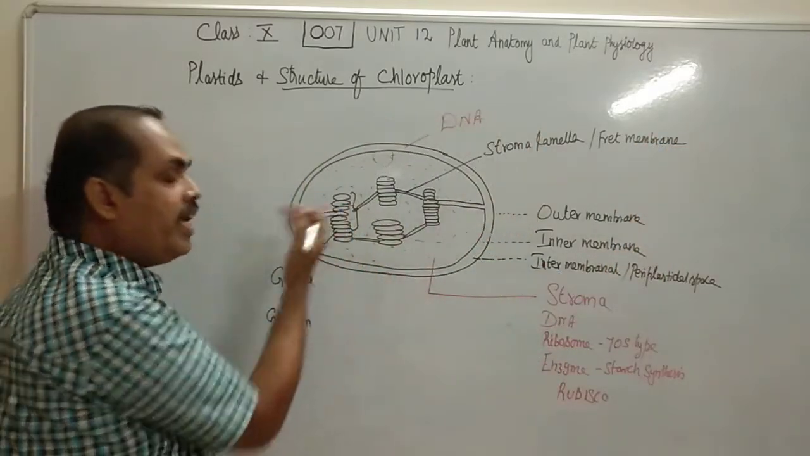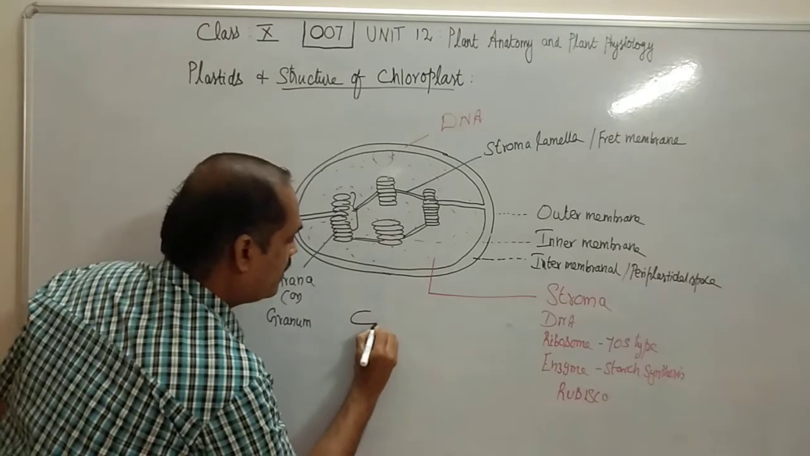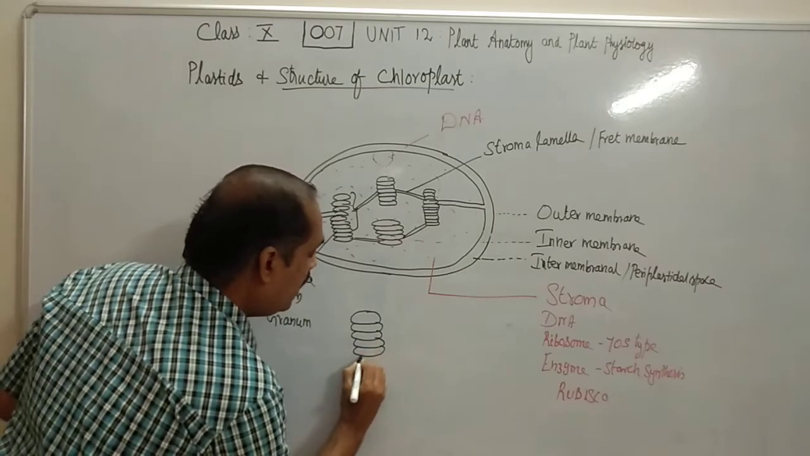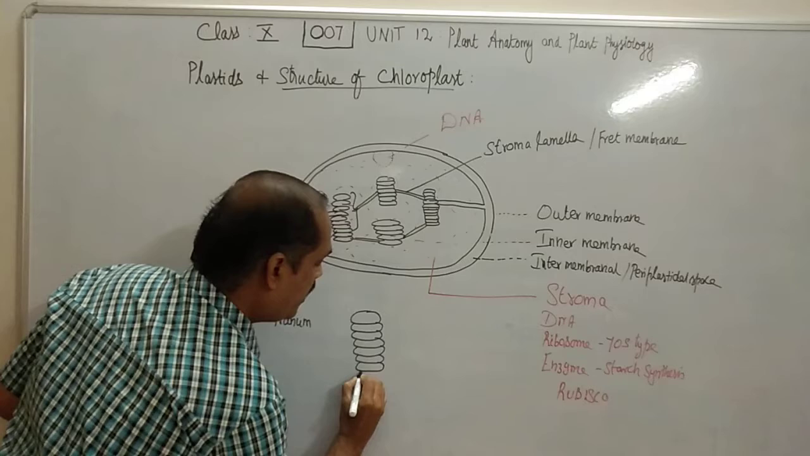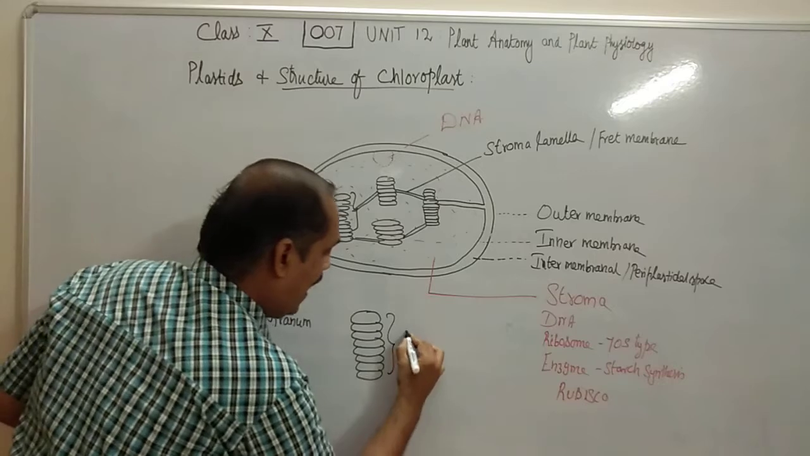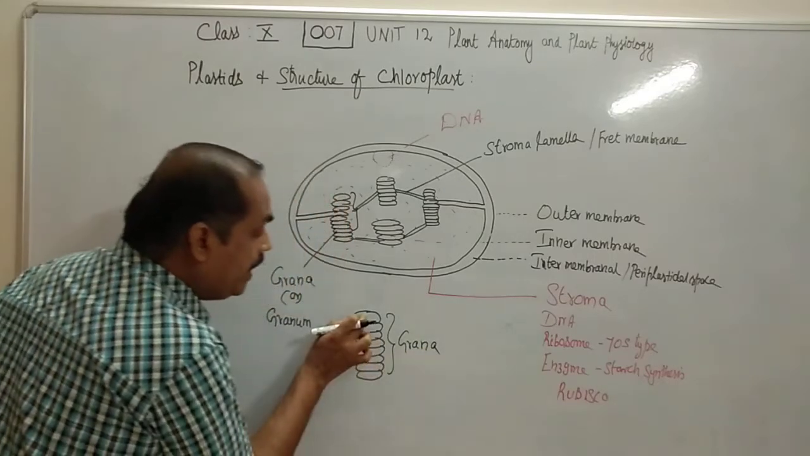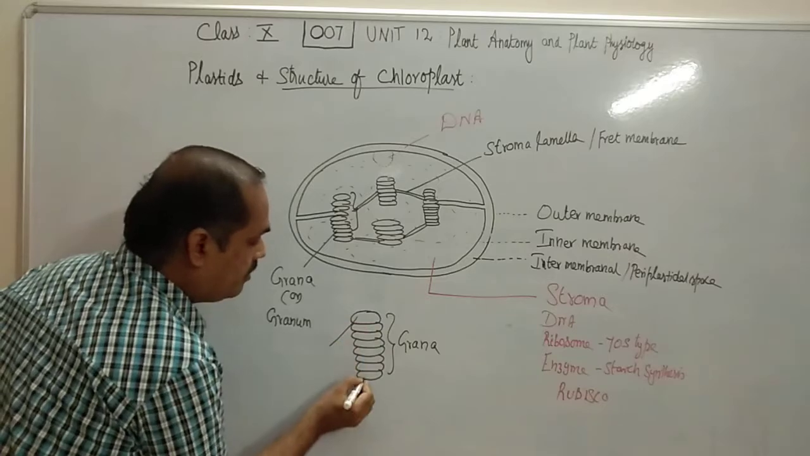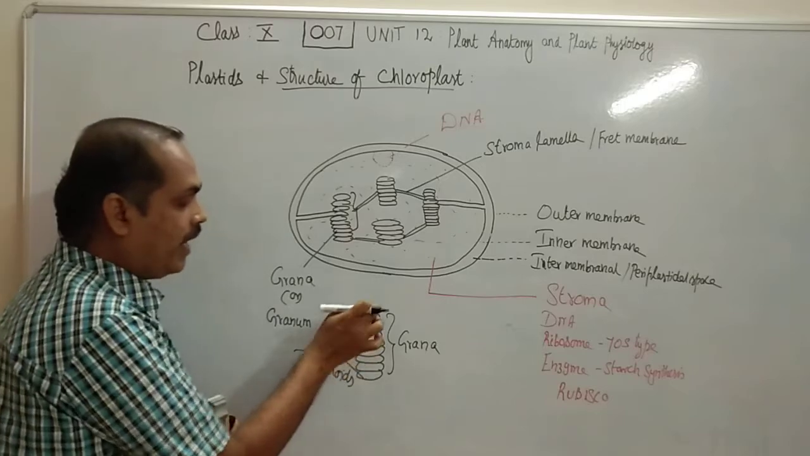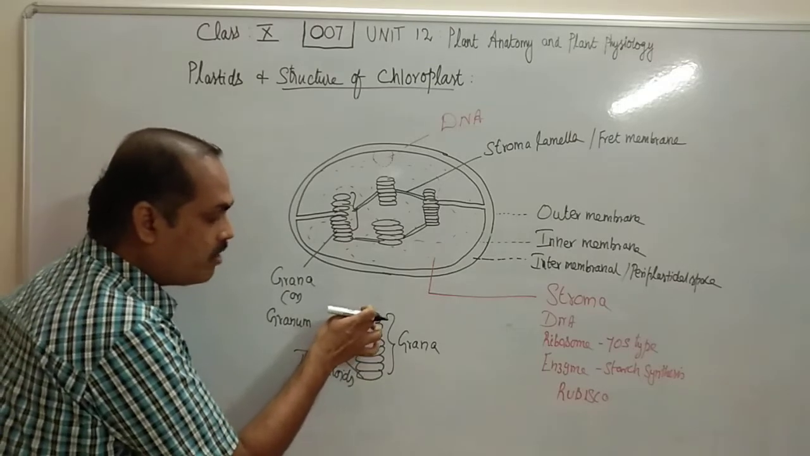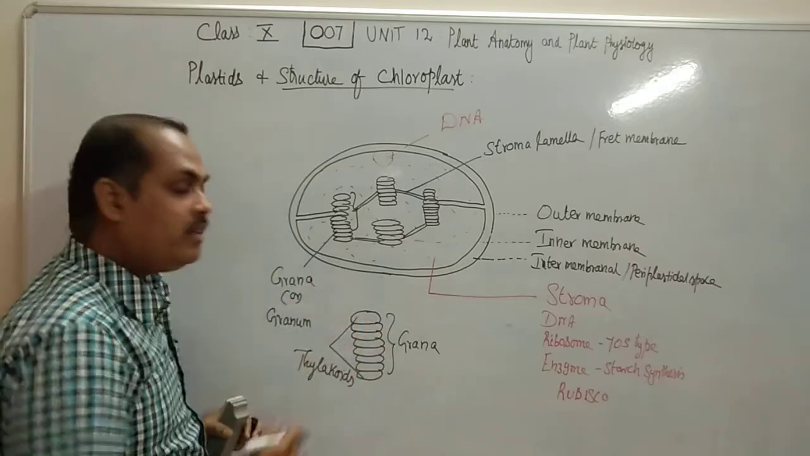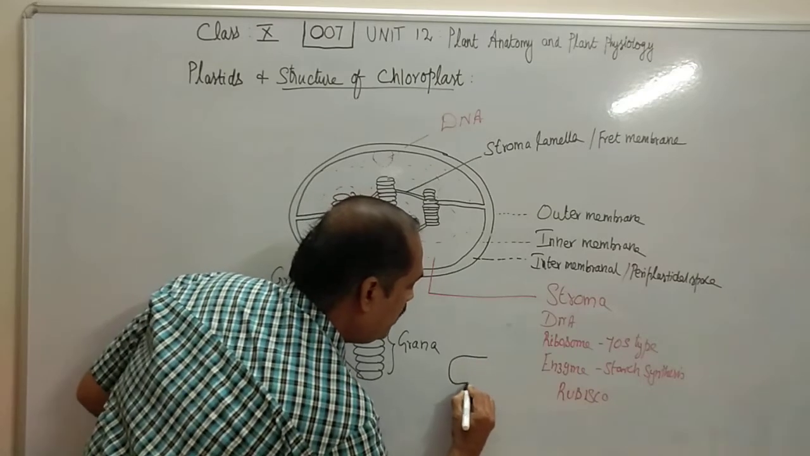Now I am going to take this granum outside for a better understanding. So this is how the grana are arranged one after the other like a pile of coins. This is the entire structure of grana or granum. Individual structure is called thylakoids. So this is one thylakoid, this is another thylakoid, this is another thylakoid. There are many thylakoids arranged one after the other to form grana. Now I am going to take this one thylakoid.